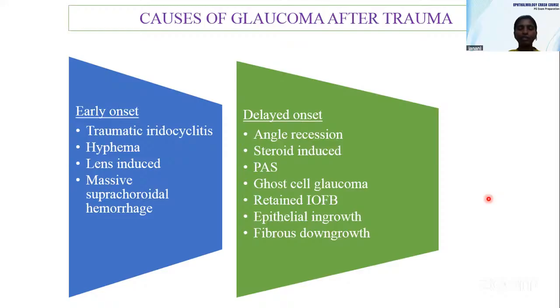If the patient was prescribed steroids and he was using it for a longer time, and peripheral anterior synechiae and Ghost cell glaucoma, which are due to degenerated RBCs after vitreous hemorrhage, which clogs the trabecular meshwork. And retained intraocular foreign bodies like siderosis in case of retained iron particles, and chalcosis after retained copper particles, and epithelial ingrowth and fibrous downgrowth after penetrating trauma.